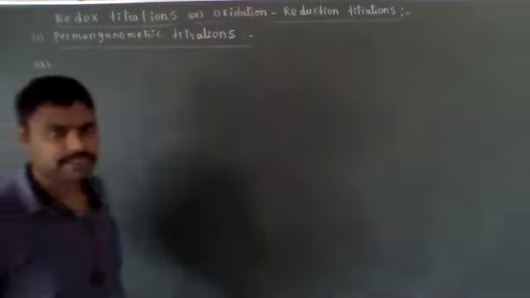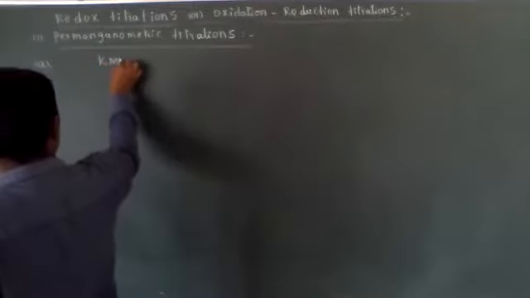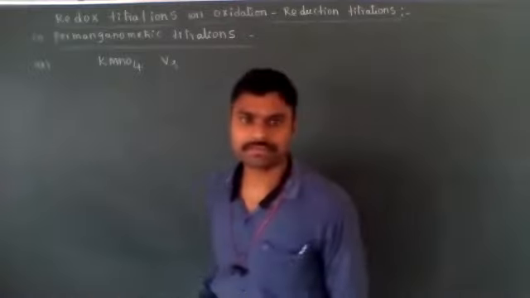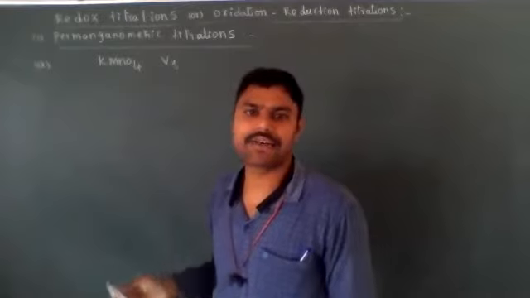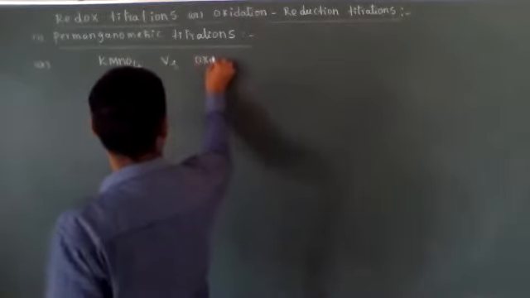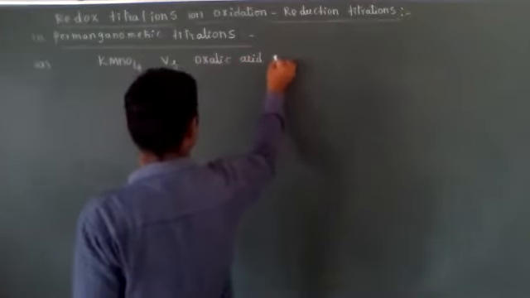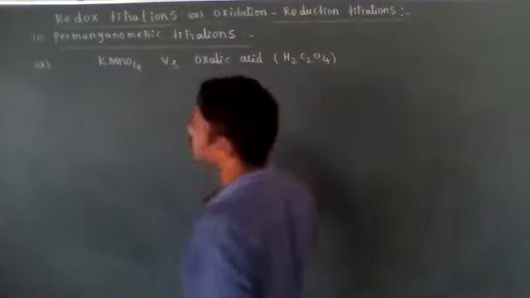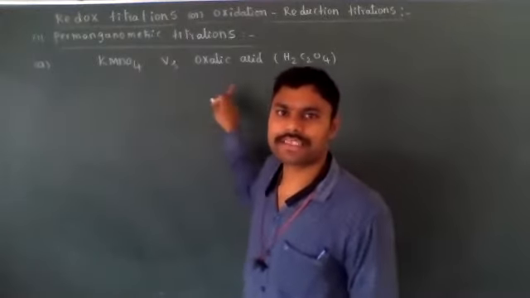The first one is KMnO4 versus oxalic acid. Here KMnO4 we are taking in the burette and oxalic acid we are taking in the conical flask. KMnO4 versus oxalic acid. Oxalic acid formula is H2C2O4. See here the titration is against KMnO4 versus oxalic acid.